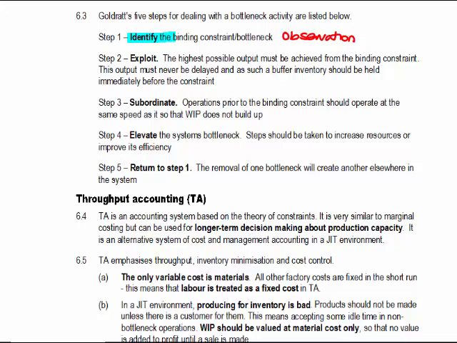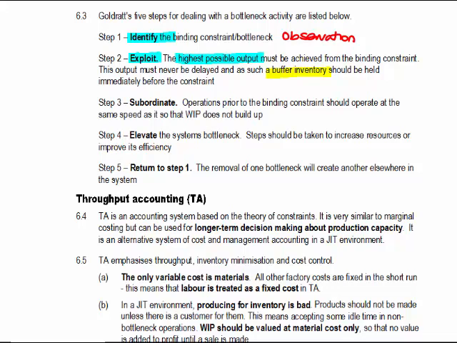What we're then going to do is make sure that we exploit the bottleneck or binding constraint. In other words, we're going to make sure that we get the highest possible output from it. Now, if that thing's going at the slowest, then we never want to hold up that process in any way. For that purpose, we should have a buffer inventory just before the constraint. And that means that even if they start to go a little bit faster, they can, because they've got some units to work on.